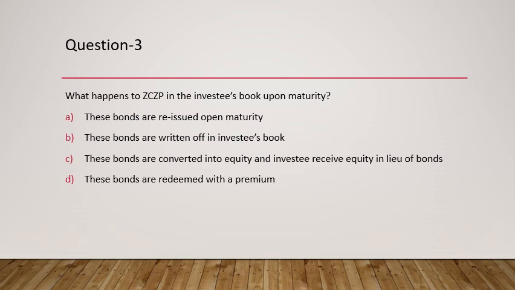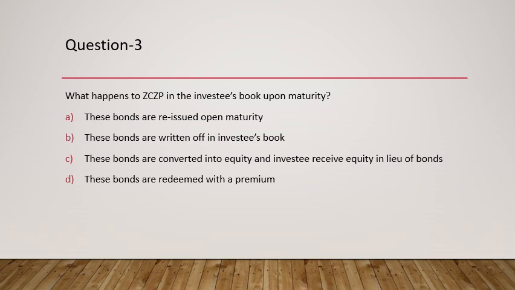We move on to the third question, which is again related to the same set of instruments, ZCZP. What happens to ZCZP in the investee's book upon maturity? So once these instruments get matured, what will happen to them? How should the accounting treatment be in the books of the investee? So there are four options.